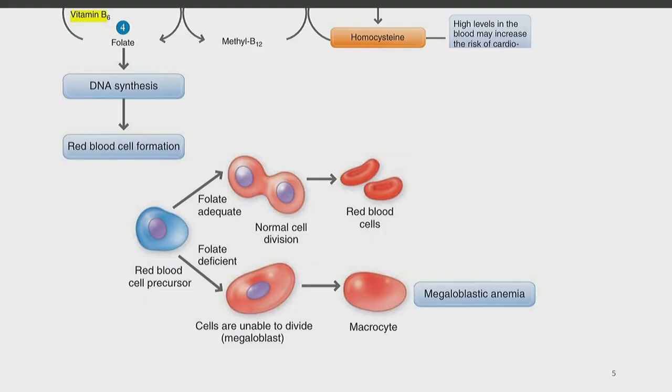In the event that folate is deficient, what happens is that you do not have the cells dividing optimally, and then you end up with really huge blood cells, which we are calling megaloblasts. So megaloblasts, they're cells, they still have the nucleus in there. However, when we're looking at macrocytes, they do have those big cells, but the nucleus is missing. And this is what we are referring to as megaloblastic anemia.